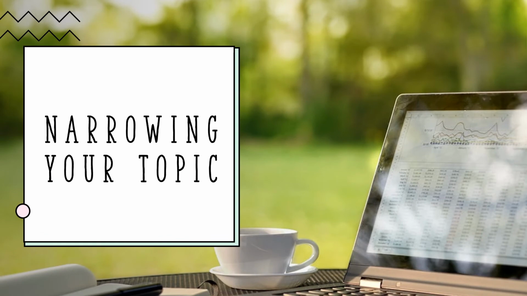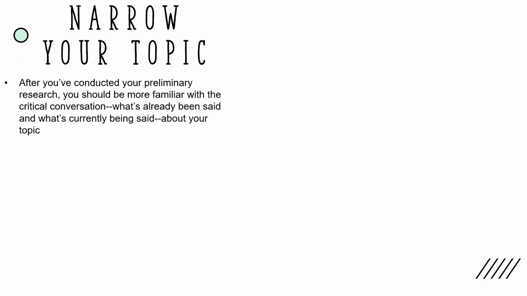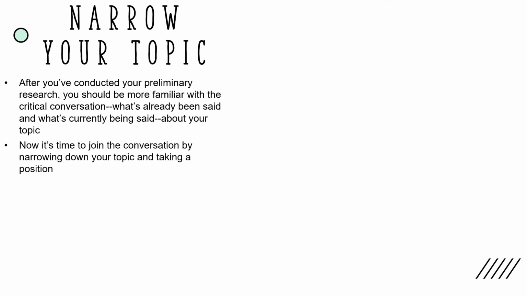Next, you'll narrow down your topic and write a working thesis. After you've conducted your preliminary research, you should be more familiar with the critical conversation, what's already been said, and what's currently being said about your topic. Now it's time to join the conversation by narrowing down your topic and taking a position.